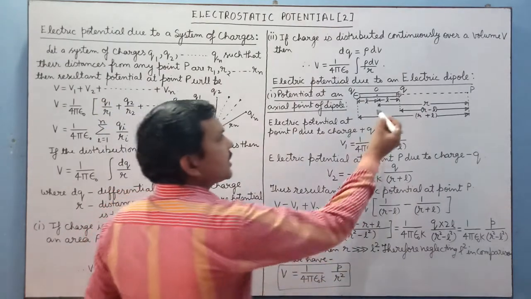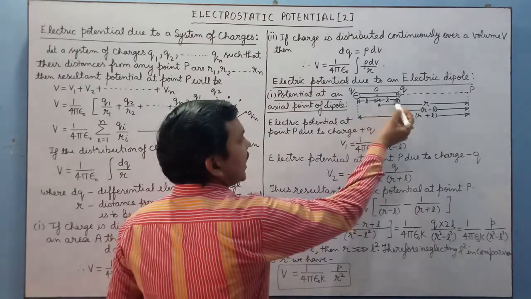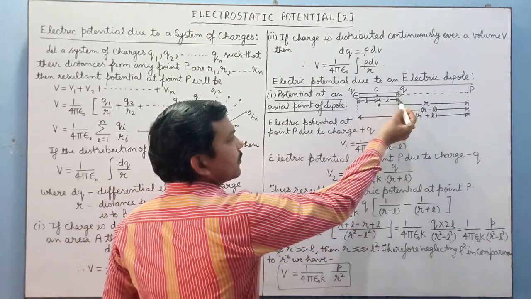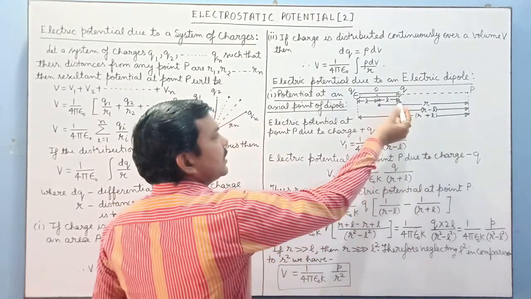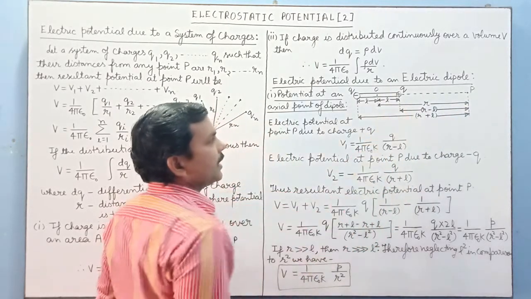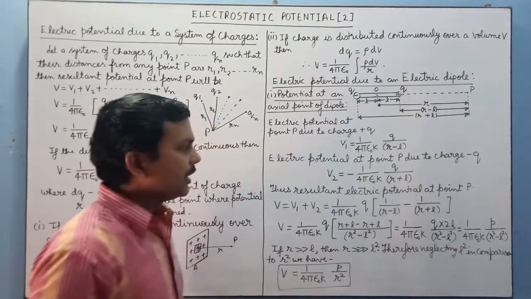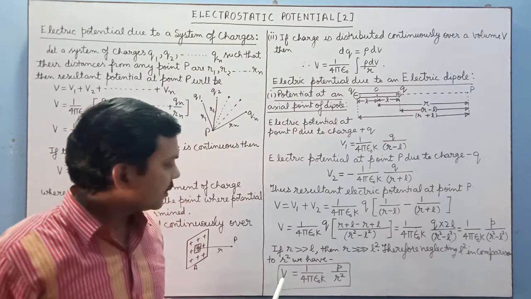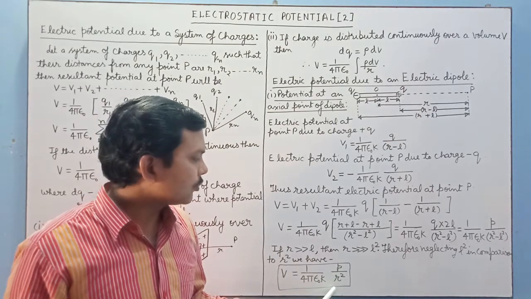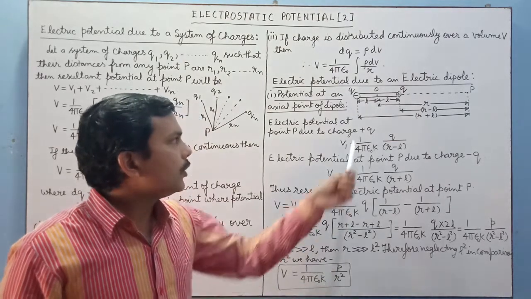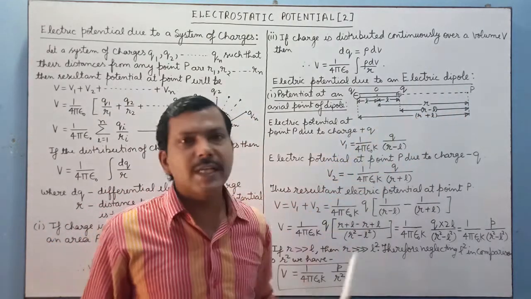Now if this distance r is very much greater than this distance L, in that case r square will be very much greater than L square, and we can neglect L square in comparison to r square. In such a condition, we can write V equals 1 upon 4 pi epsilon 0 k p upon r square. This is the potential due to a dipole at a point at distance r from the center of this dipole.